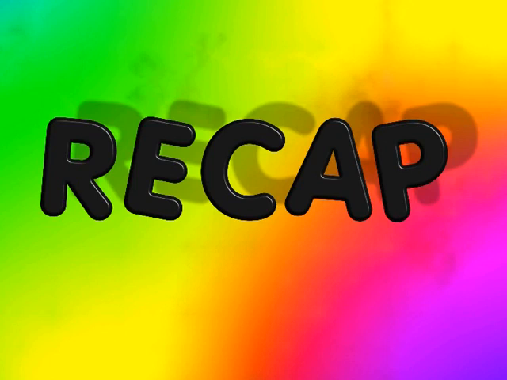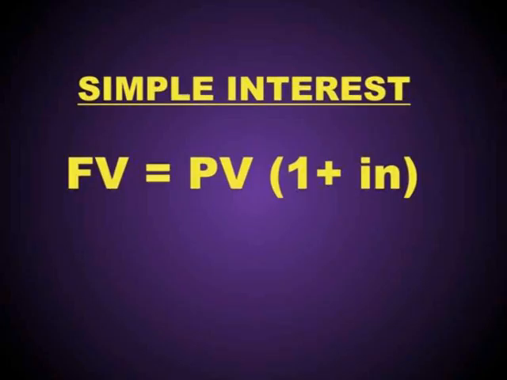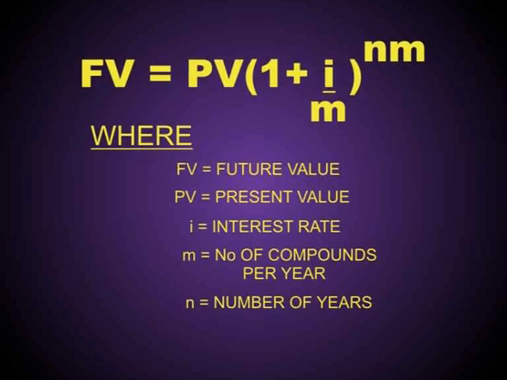Now, let us do a quick recap of the formula that we've covered so far. For simple interest, the formula was future value is equal to present value times 1 plus interest times number of years. When we have compound interest, future value is equal to present value times 1 plus interest divided by number of compounds per year, to the power number of years multiplied by number of compounds per year.